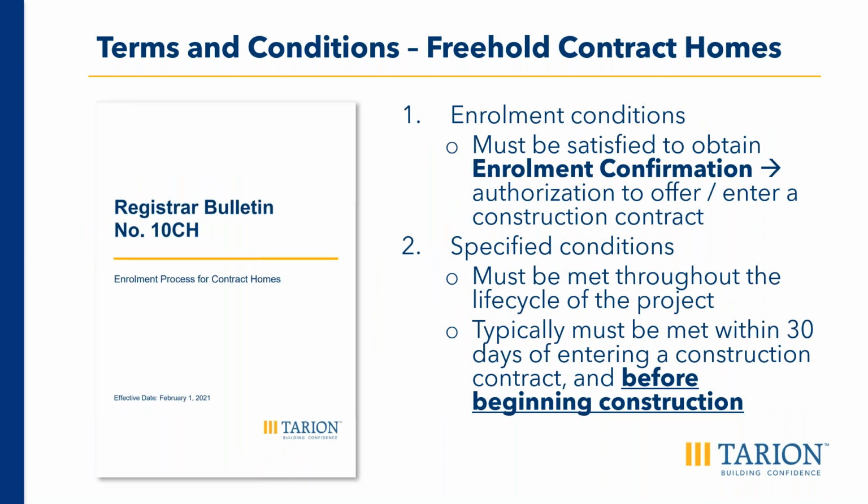We're now going to review the terms and conditions for contract homes. Registrar Bulletin 10-CH, also available on Tarion's website, contains a detailed overview of this process, and all vendors and builders are encouraged to review this bulletin in its entirety. For freehold contract homes, the process is a little different from freehold agreement of purchase and sale homes. Here is the main distinction.